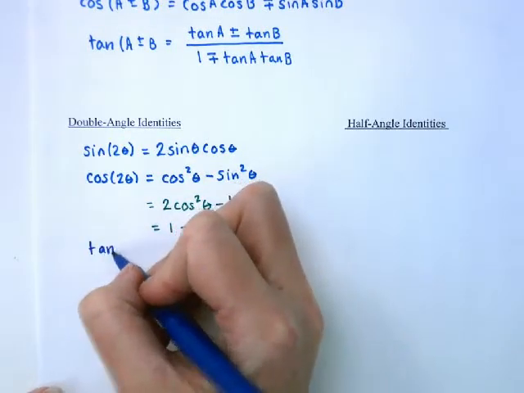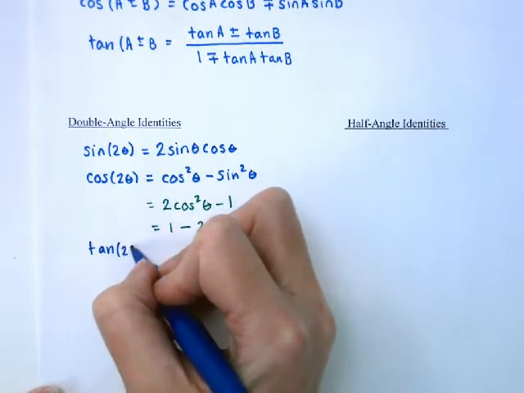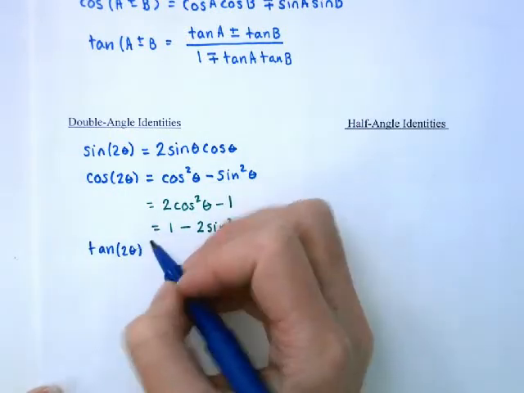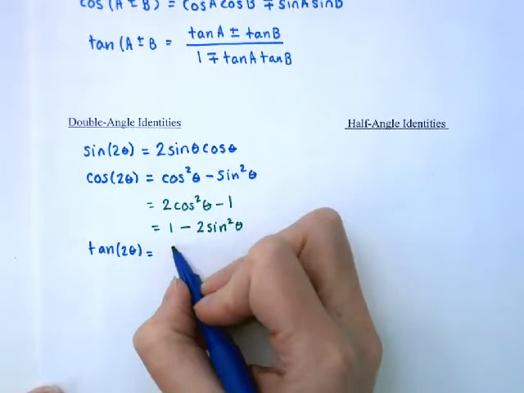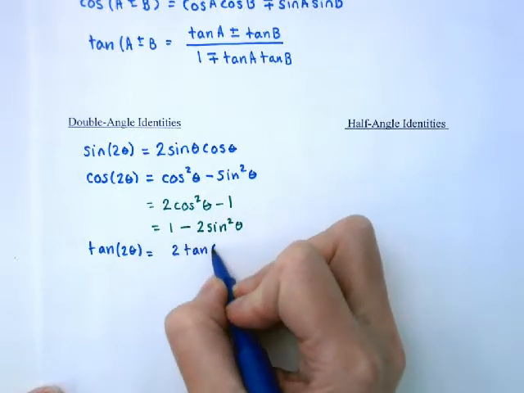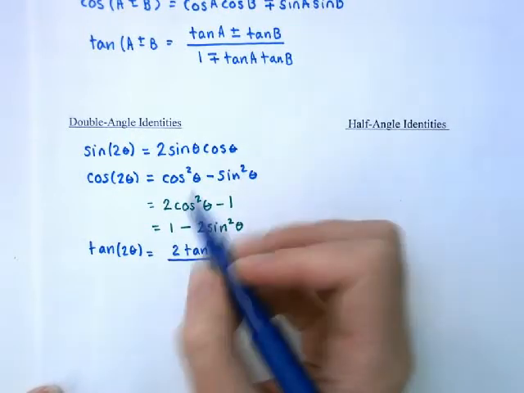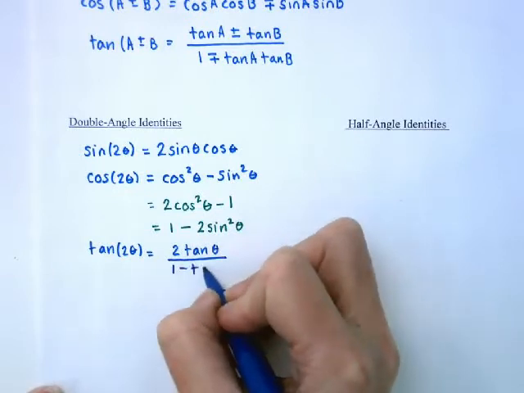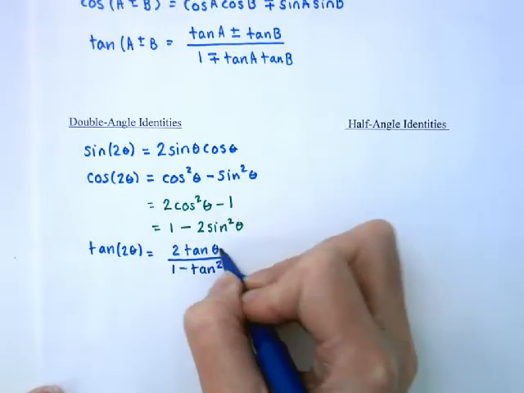We'll go ahead and add tangent as well. But again, just like with the sum and difference, we don't tend to use the tangent one as often. So this is going to be 2 tangent theta over 1 minus tangent squared theta.